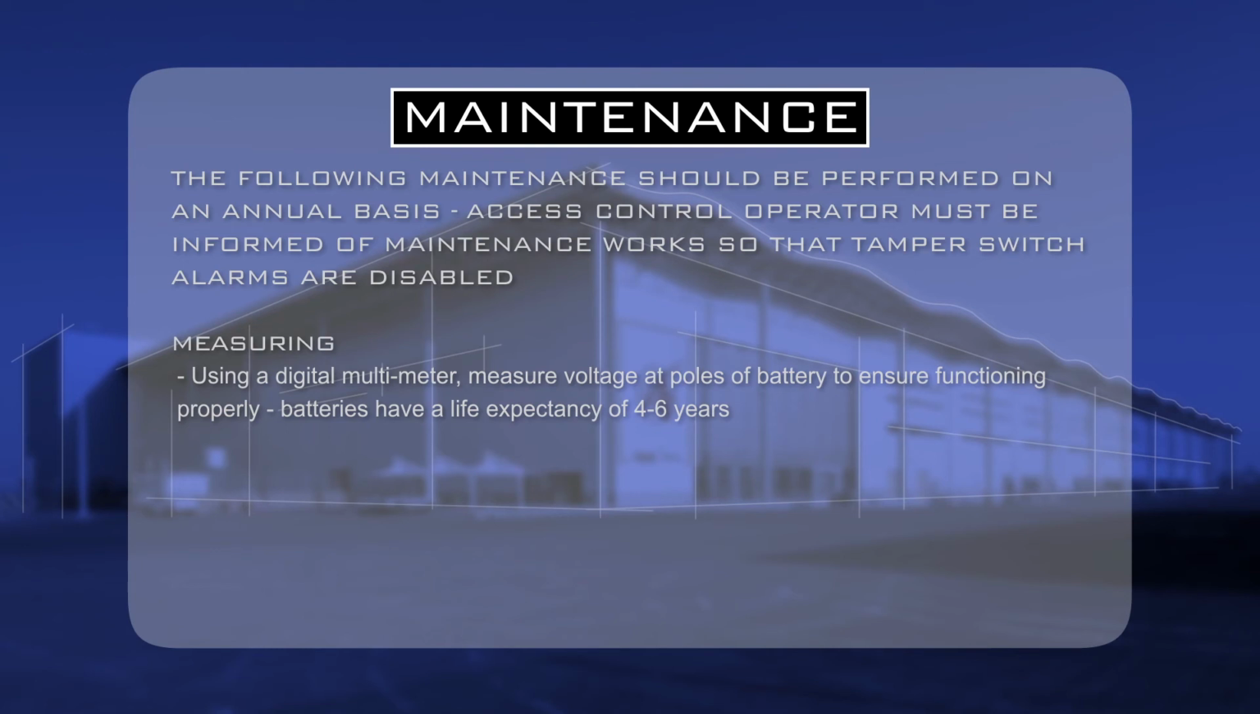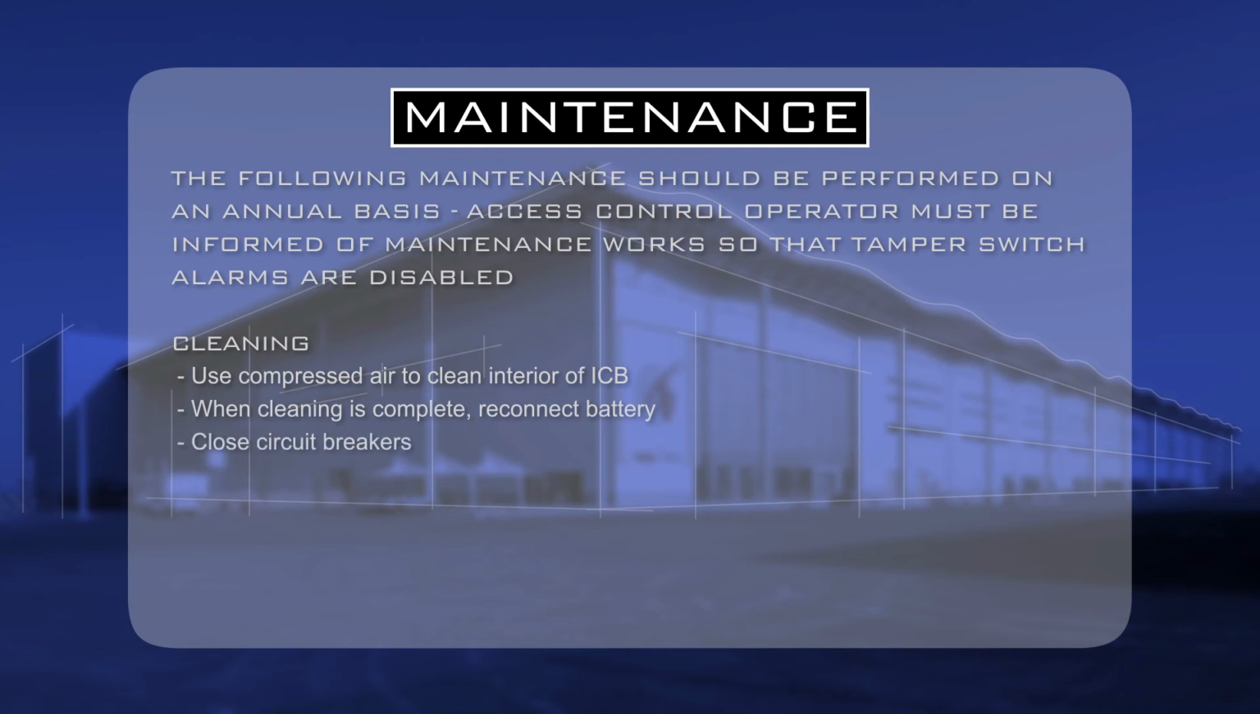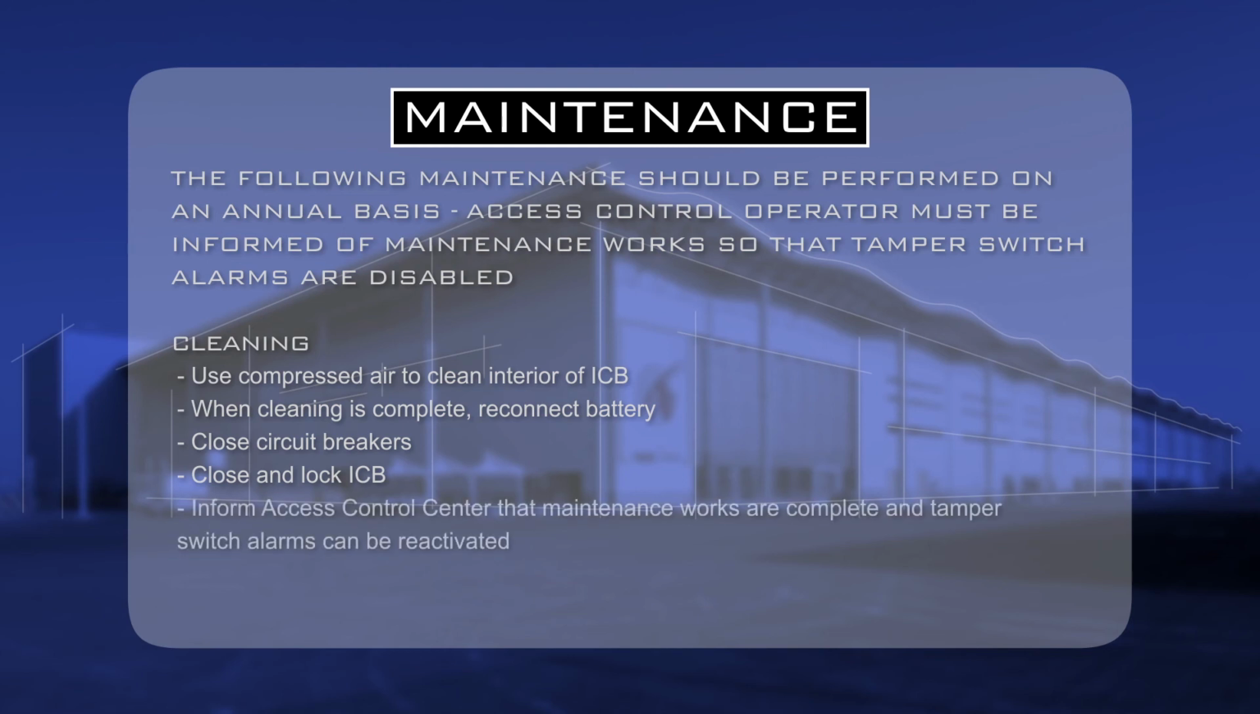Use a digital multimeter to measure the voltage at the poles of the battery to ensure it's working properly. Batteries have a life expectancy of 4 to 6 years. Use compressed air to clean the ICB. When cleaning is complete, reconnect the battery. Close the circuit breakers and then close and lock the ICB. Inform the Access Control Centre that maintenance works have been completed and tamper switch alarms can be reactivated.